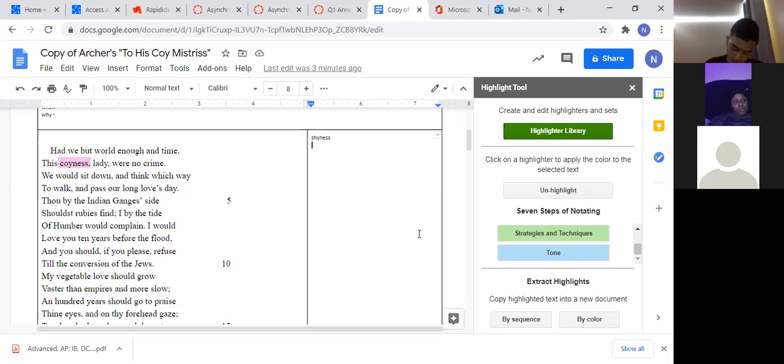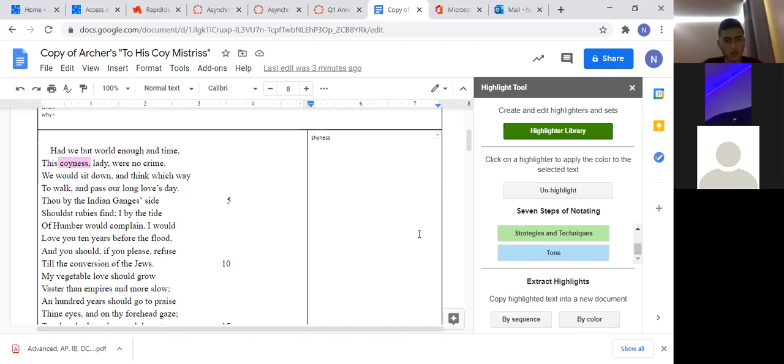And then he goes, I would love you ten years before the flood. That is the biblical flood. And you should, if you please, refuse till the conversion of the Jews. And that is a very significant thing because we know that's not going to happen. That's that element of infinity.